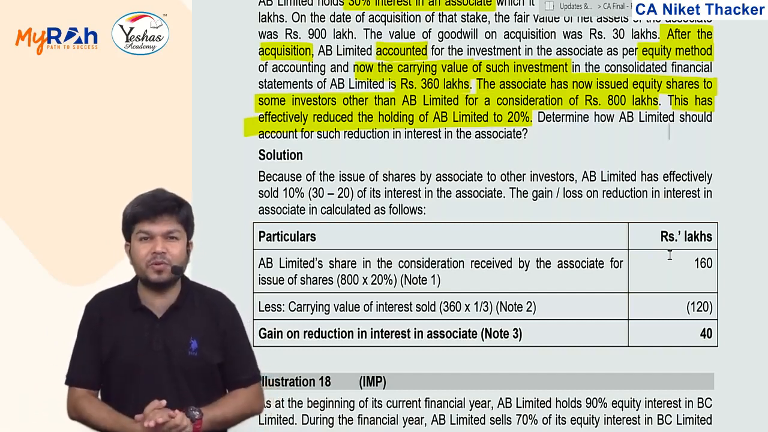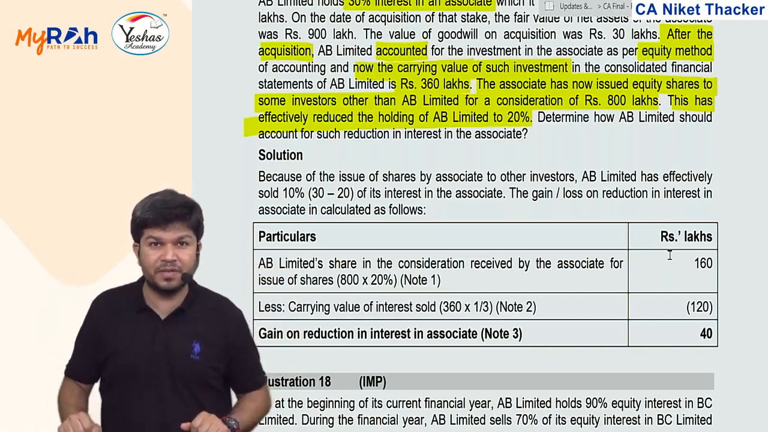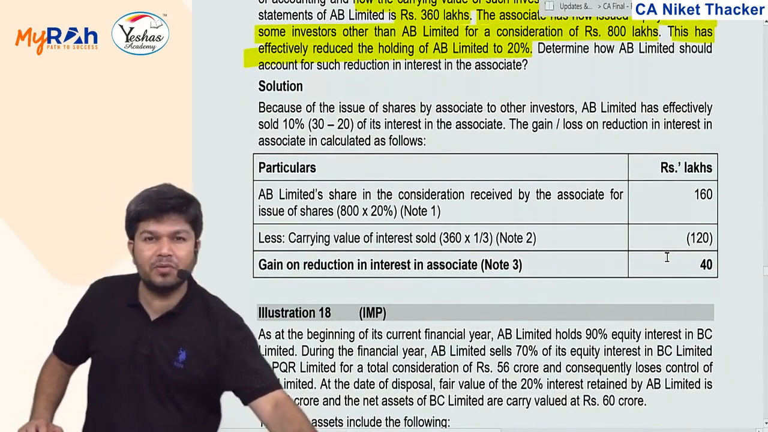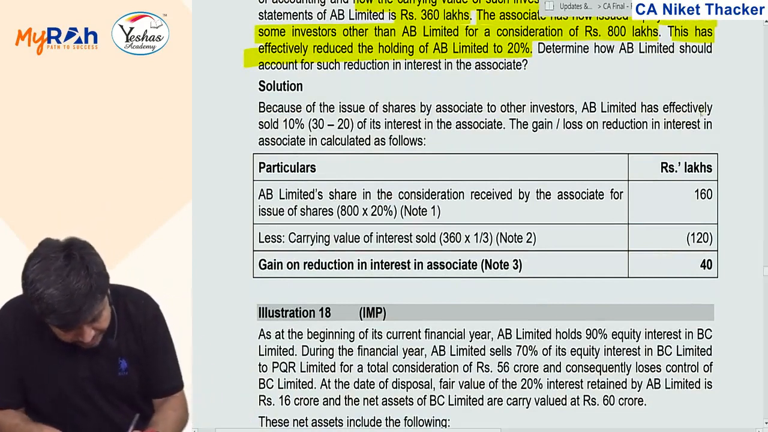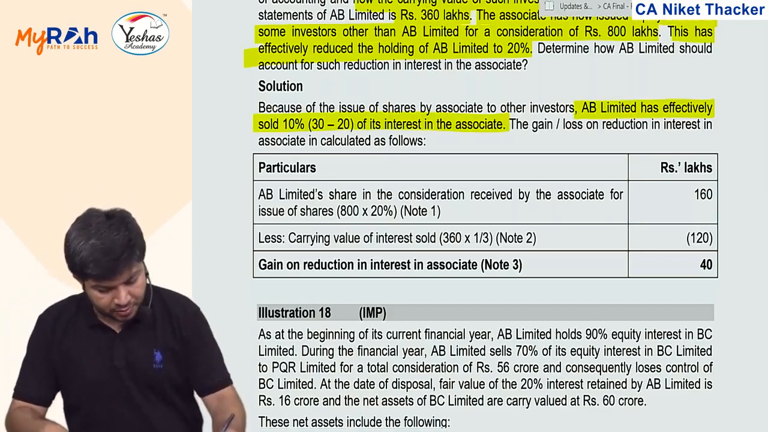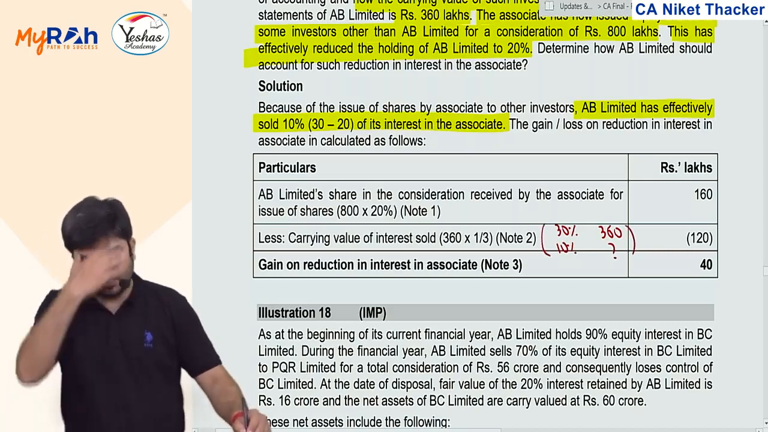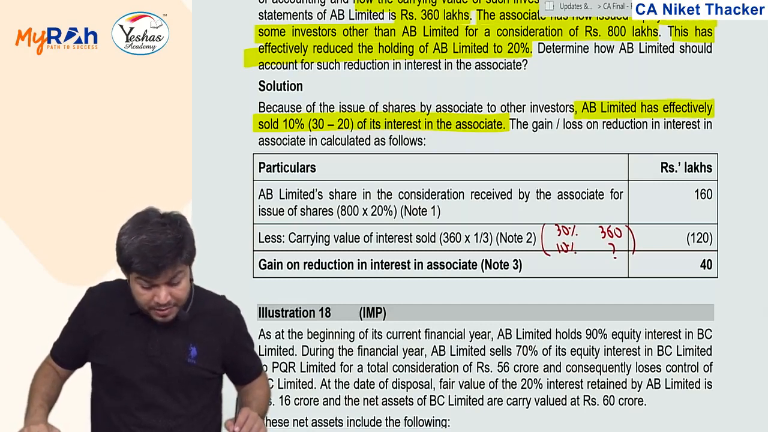So indirectly you sold 10%. Your 30 was, now it is 20. You sold 10%. AB Limited has effectively sold 10%. Now how do I get the carrying amount of 10%? 30% is 360, so 10% is how much? Okay, so the carrying amount is this, and you will receive.